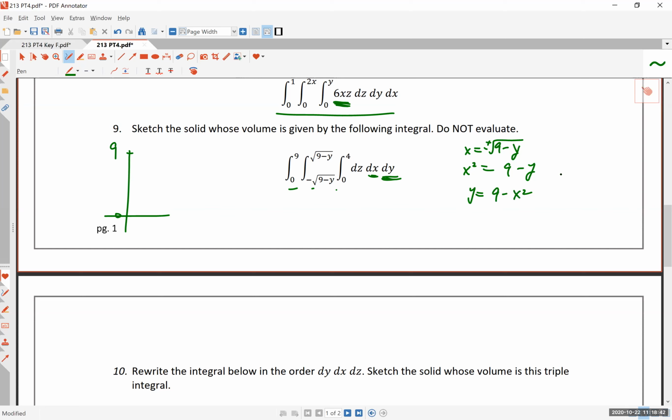You know what this looks like? It's an upside down parabola, and it's going like this. Okay. Now it says y goes from 0 to 9. X goes from negative of this to positive of this. So that's the entire thing, not half of it, just the entire thing, both the right and the left-hand side. And then z goes from 0 to 4. So because the bounds of z are constant, basically this whole thing, and then just make it up 4 stories high, all right?